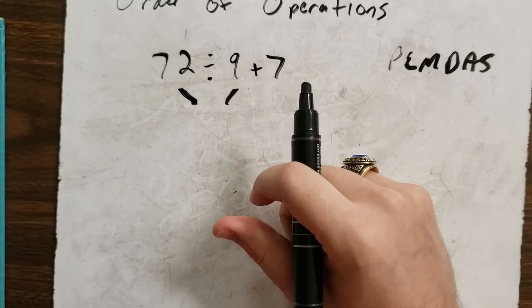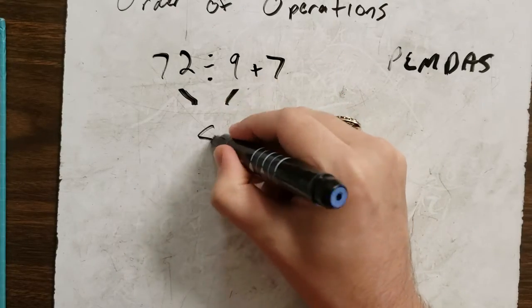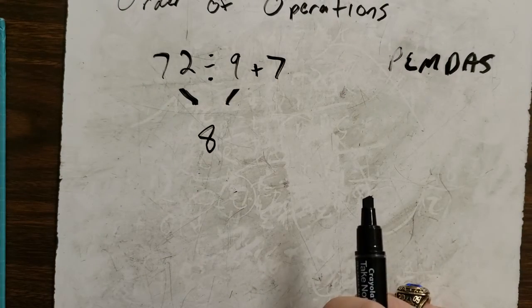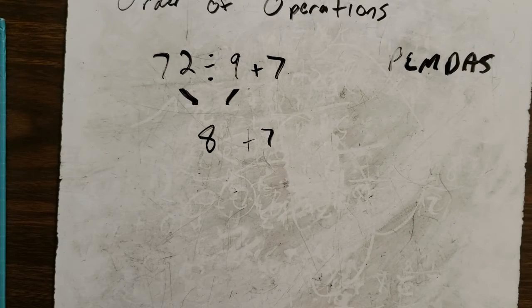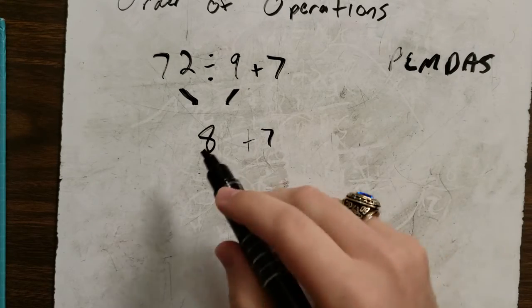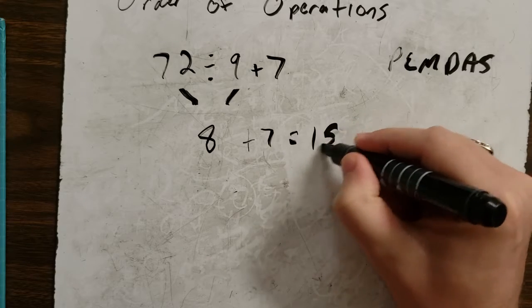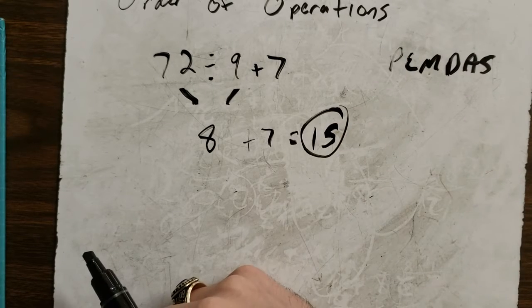So we have to do this part first. 72 divided by 9. And when we do that, we know that answer is 8. So now we have that. We can bring down the rest of our problem, plus 7, and we just finish it out. 8 plus 7 equals 15. And that is our answer.